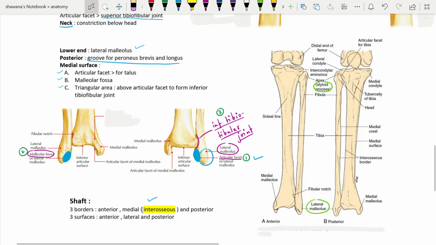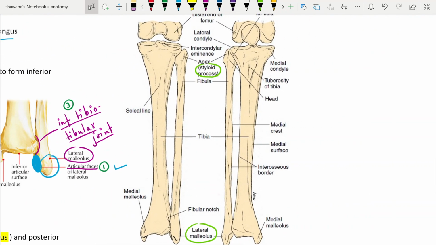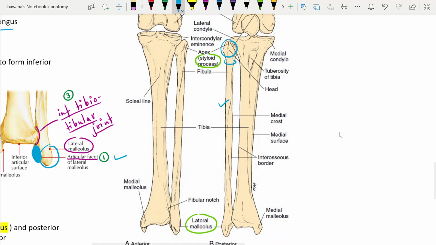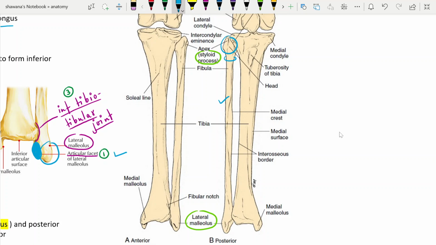So let's discuss both of them in this diagram. The styloid process is the head of the fibula. Then there is the neck, and this is the shaft. On the lower end, it has the lateral malleolus, and this is the inferior tibiofibular joint.